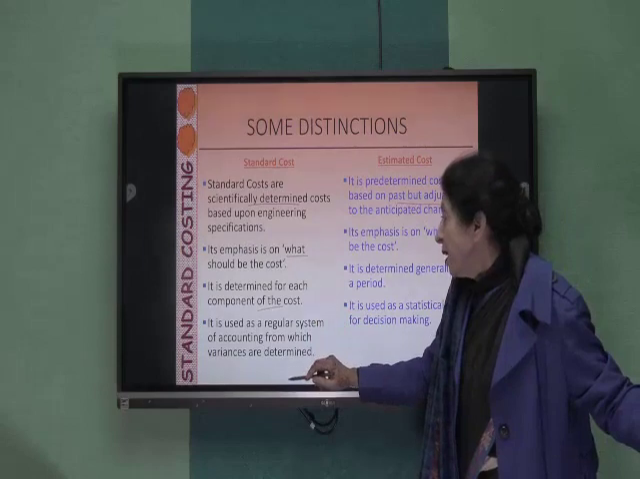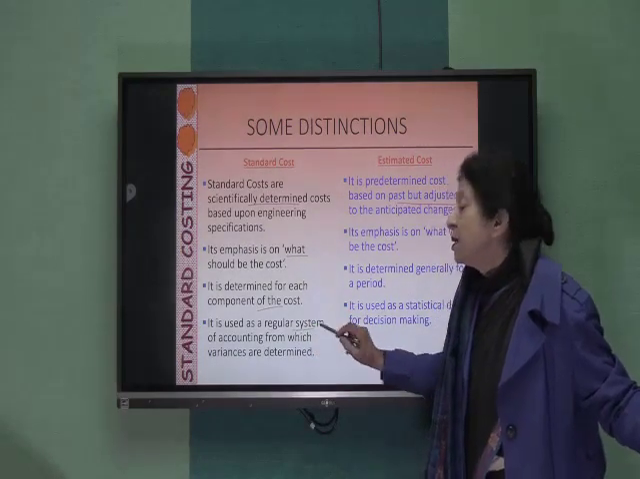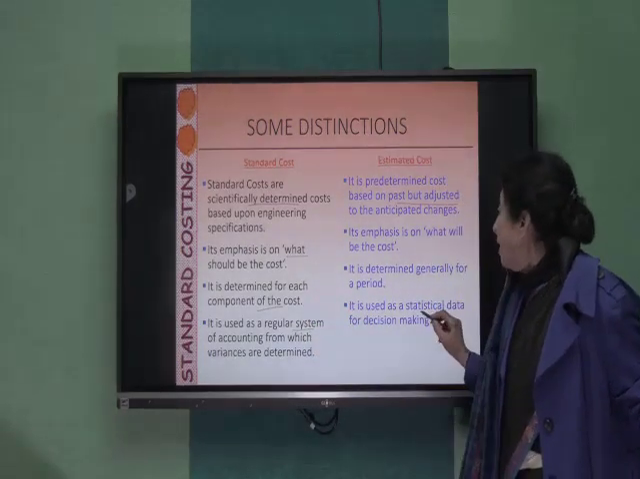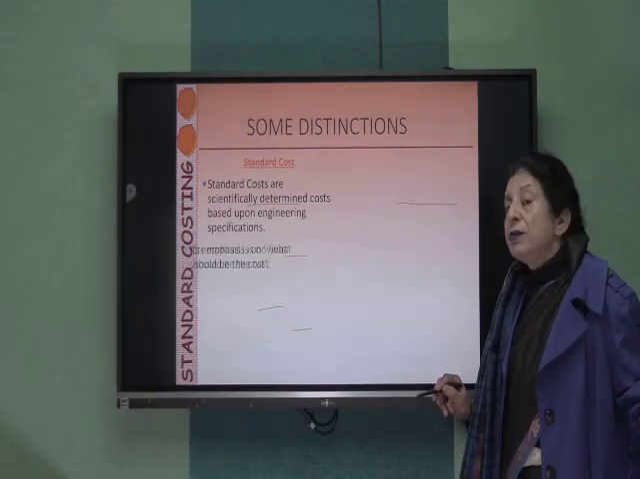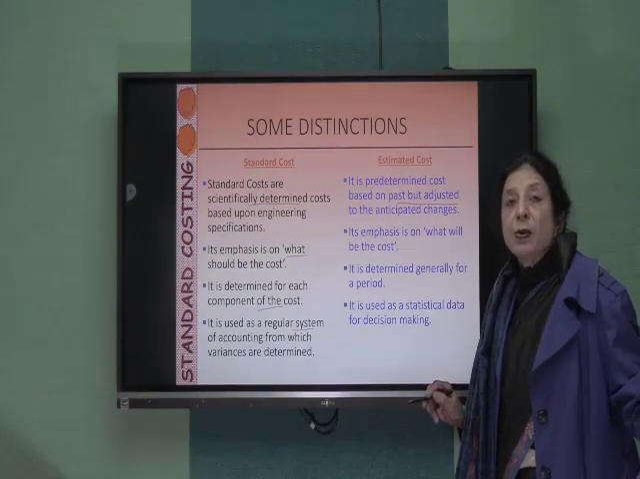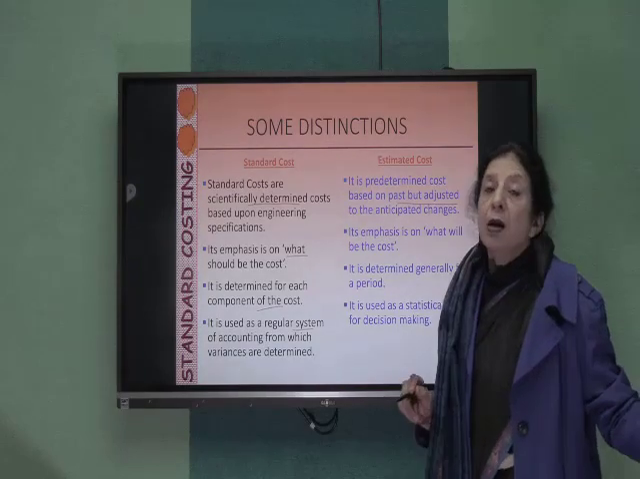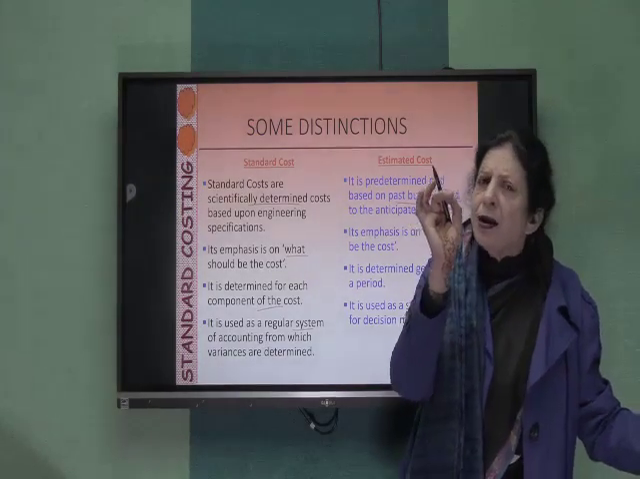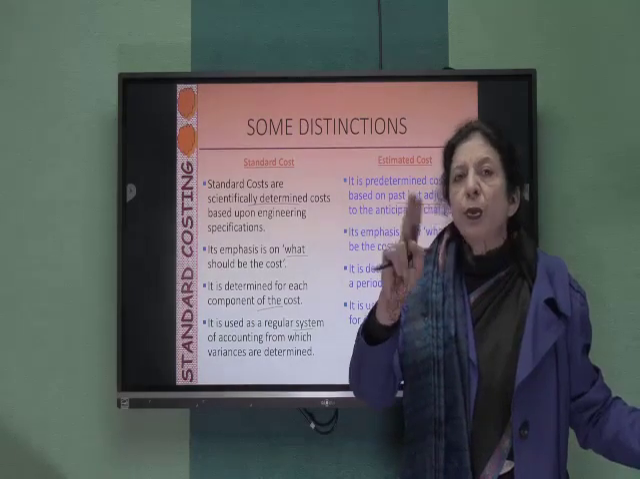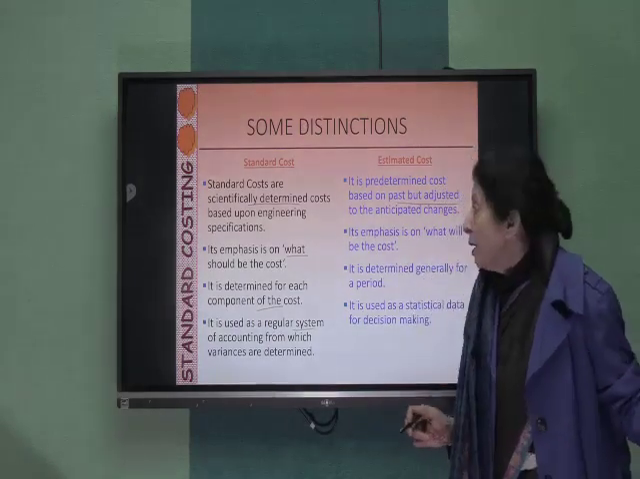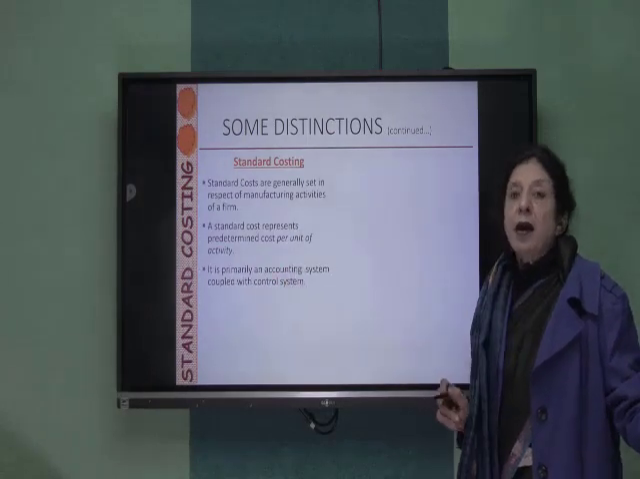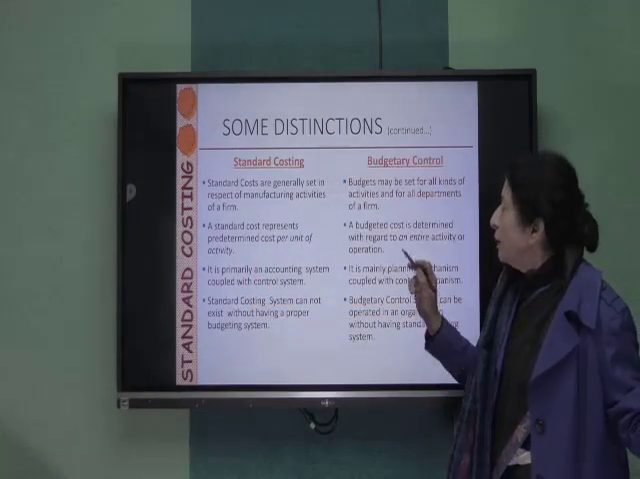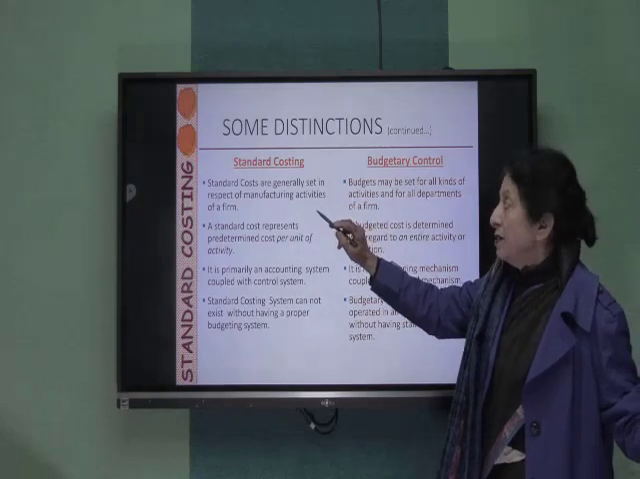In the case of the standard, it is a regular system of accounting, while the estimated is used as a statistical tool. Okay, these are the main differences between the standard and the estimated cost, which is really a little bit confusing because both relate to the future. But now, if we come to the other thing, that is the standard cost and the budgetary control.